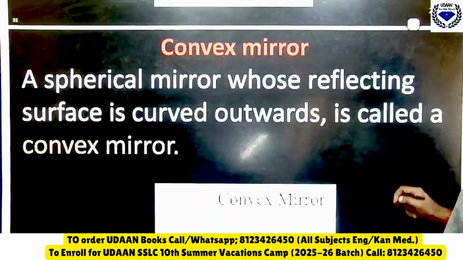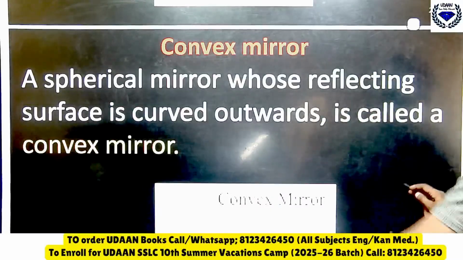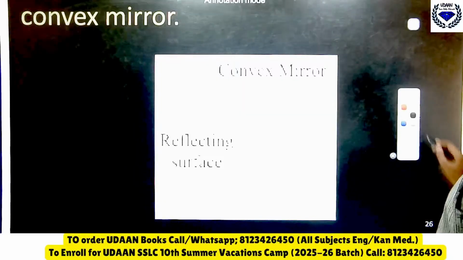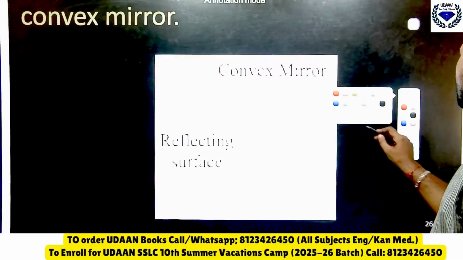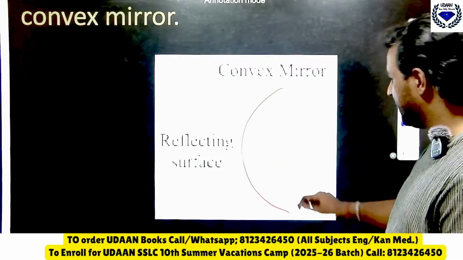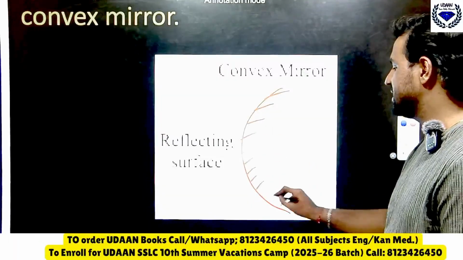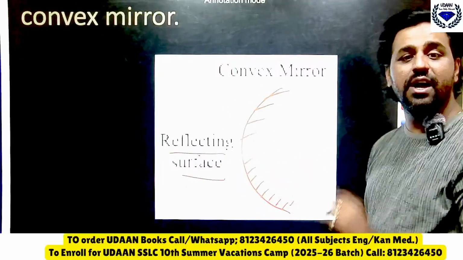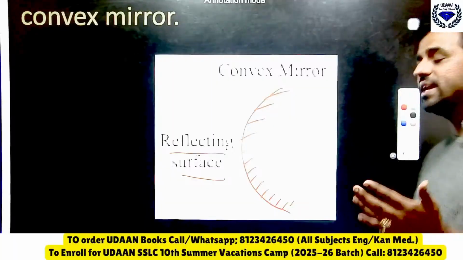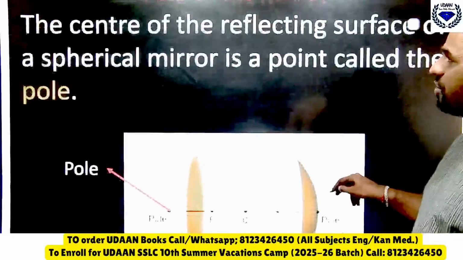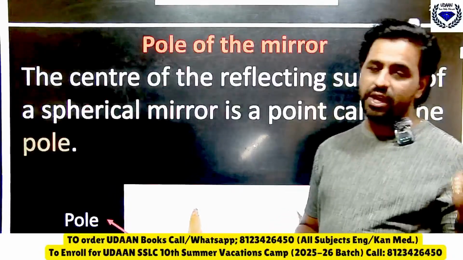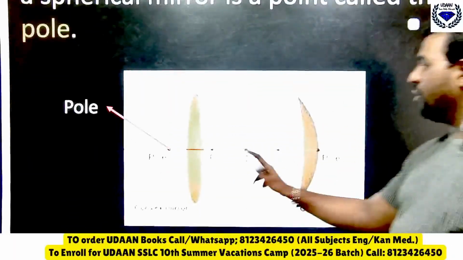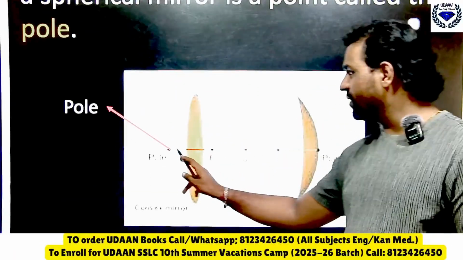And the opposite: a spherical mirror whose reflecting surface is curved outward, we call it a convex mirror. Suppose this is a mirror like this, and the reflecting surface is curved outward, we call it a convex mirror. So here you write concave mirror and convex mirror: curved inward is concave and curved outward is convex. Then the pole of the mirror, the point at the center, that we call the pole.